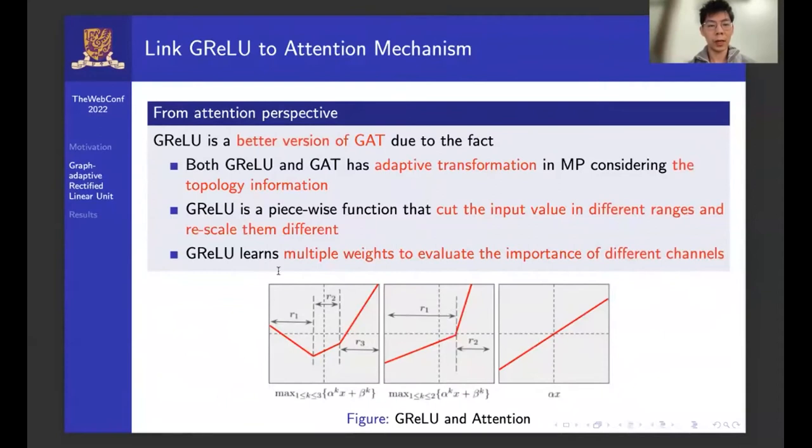And we can use this diagram to illustrate the difference between the gReLU and the attention. Here we can see the gReLU has a piecewise function. We have three pieces, and we can rescale the input in different ranges. And here is the illustration of the attention mechanism. It means we only assign a single weight to the whole range of the input. So gReLU has a better expressive ability compared to the attention mechanism.